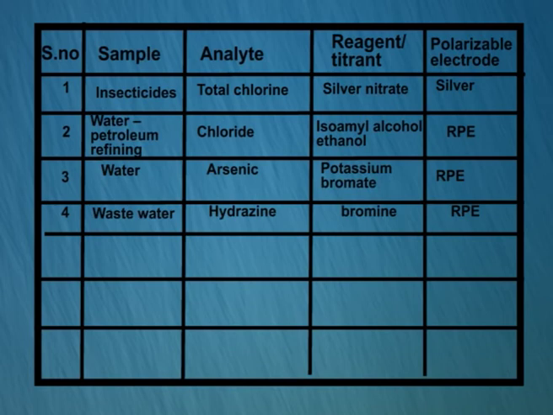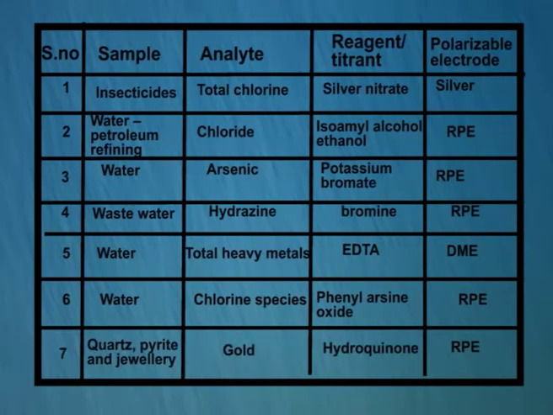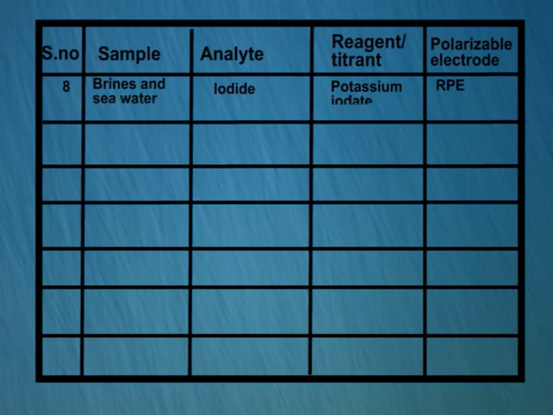Fifth, sample is water, analyte, total heavy metals, reagent is EDTA and electrode is DME. Sixth, sample is water, analyte chlorine species, reagent is phenyl arsine oxide and electrode is RPE. Seventh, sample is quartz, pyrite and jewelry. Analyte is gold. Reagent is hydroquinone and electrode is RPE. Eighth, sample is brine and sea water evaporates. Analyte is iodide. Reagent is potassium iodate and electrode is RPE.